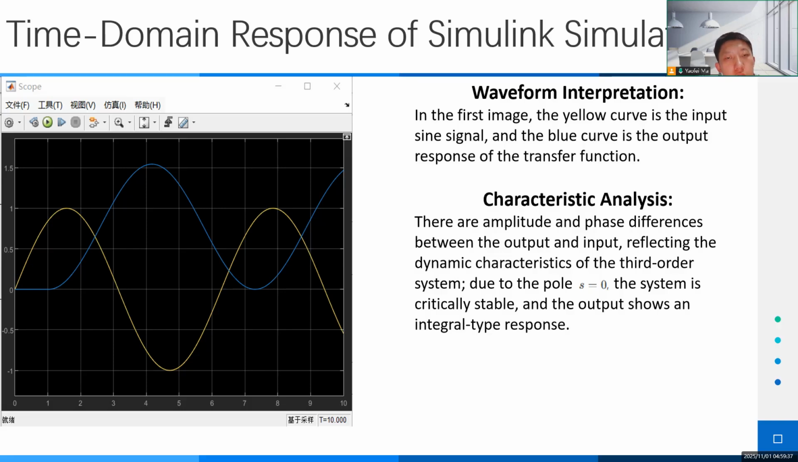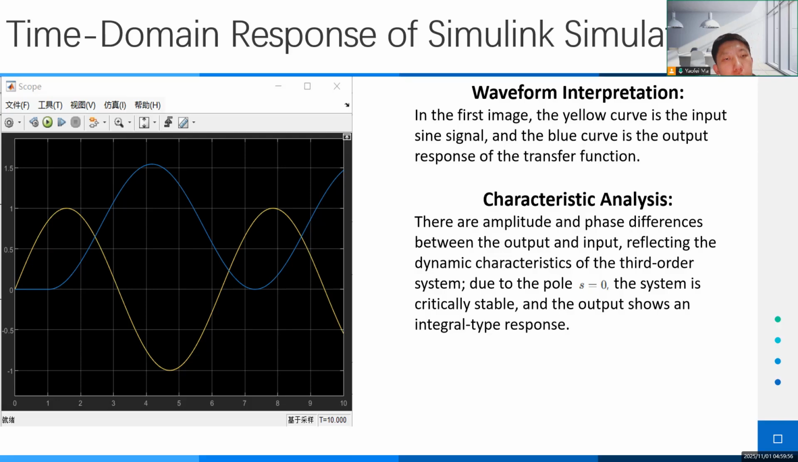This shows the dynamic nature of the third-order system. Its output doesn't just copy the input. It changes based on the system properties.